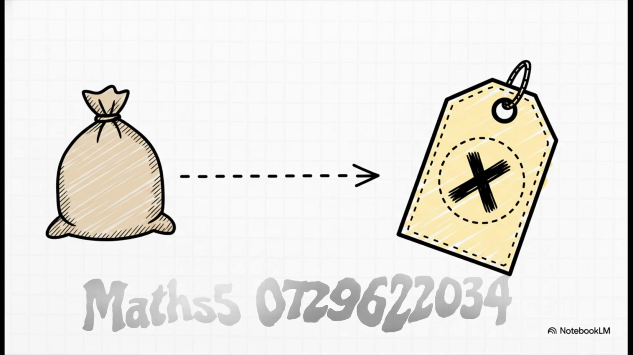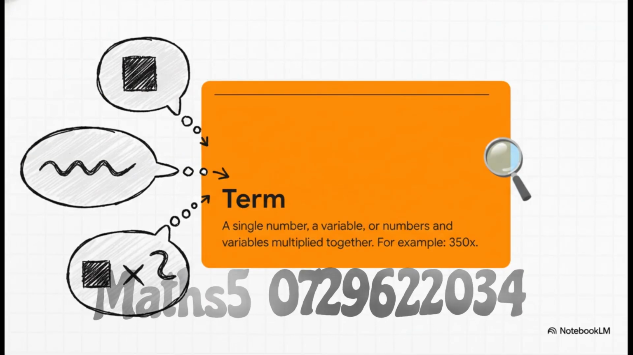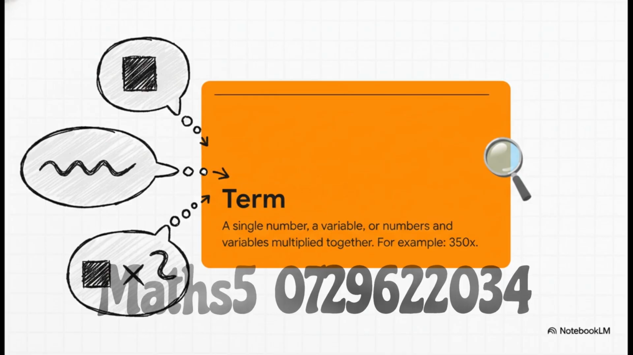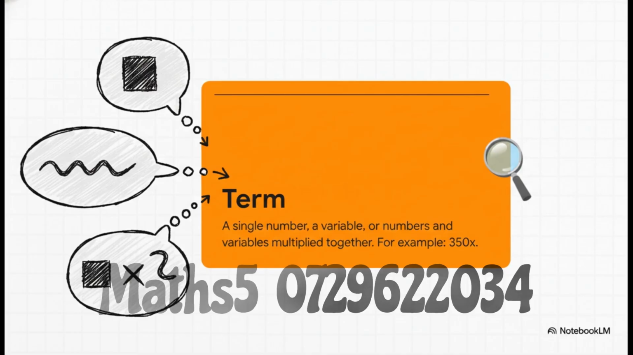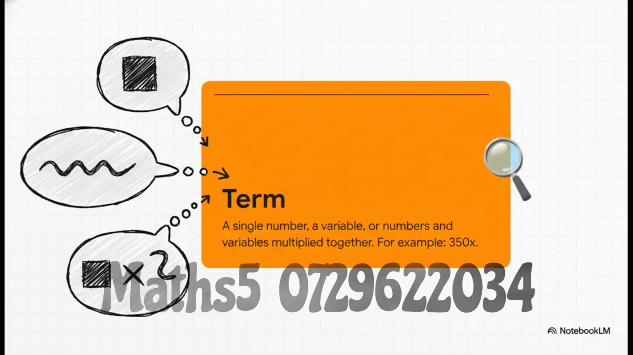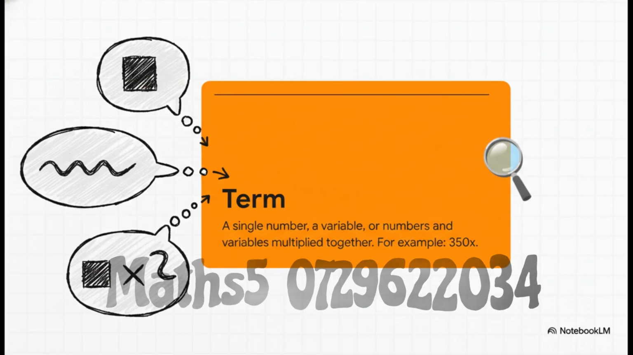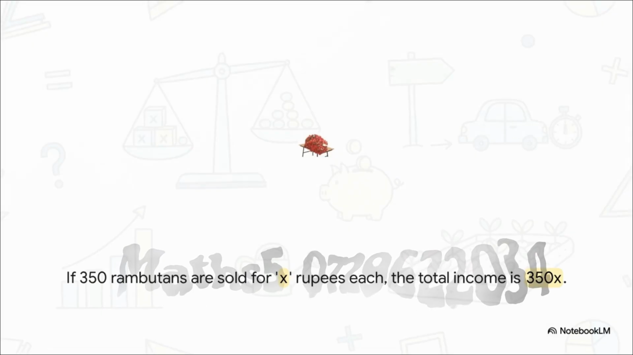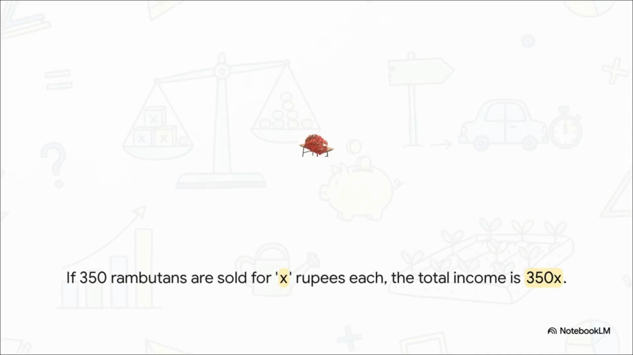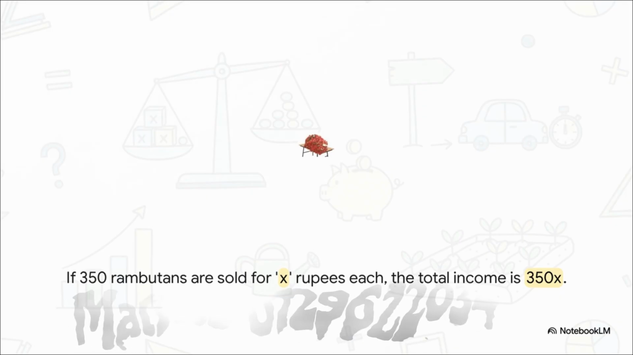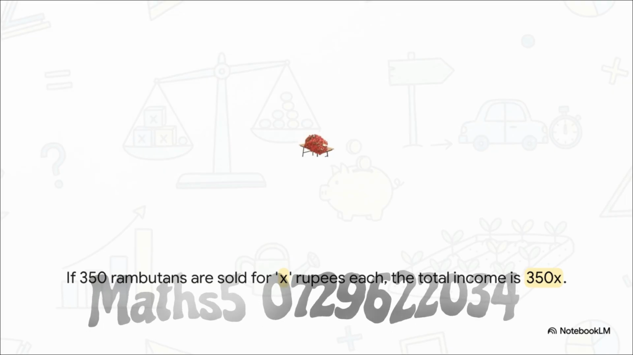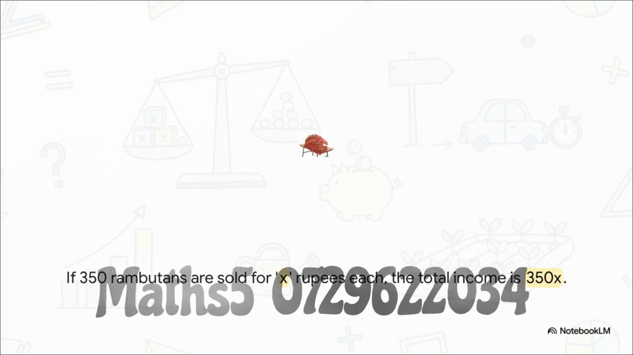It's our unknown. Now, once you have letters in a language, you can start making words. In algebra, we call those words terms. A term can be super simple, like just a number or just a variable, but most of the time it's numbers and variables multiplied together. Let's go back to that fruit stand. Let's say you sell 350 rambutans, and the price for each one is our unknown X. The total amount of money you make is just 350 times X, or as we'd write it, 350X. Boom. That's a term. It's one neat little package of information.